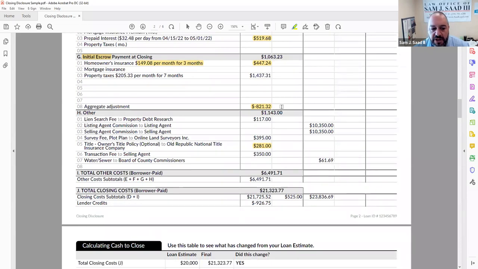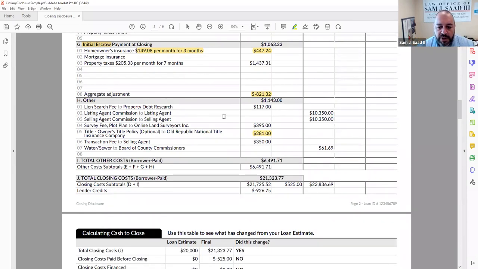Okay, then we get into this other section. This is where the other charges come in related to the closing. And you can see what we've got in here. We've got a lien search for $117. We have the realtor commissions. We have the surveys in here for $395. Then the transaction fees that the brokers charge, either side would go in here. Utility payments go in here. This is the other section. This can include all of your homeowners, capital contributions, your special assessments that are being paid off. Anything else in the closing gets dumped into section H.